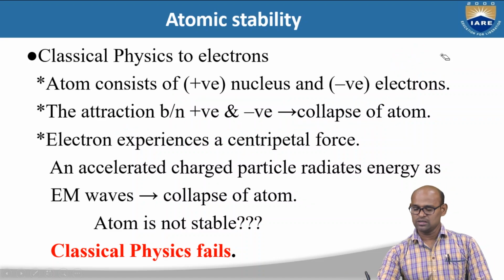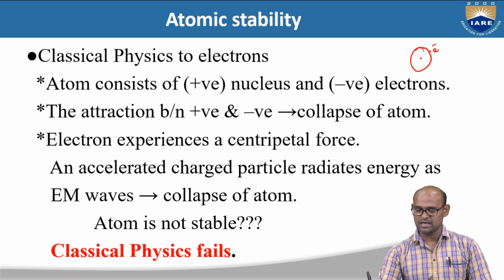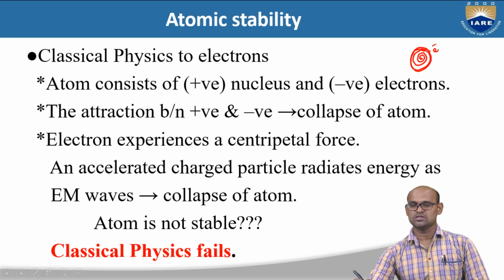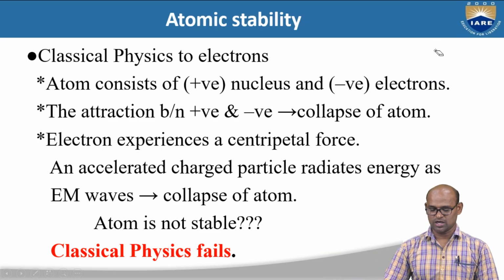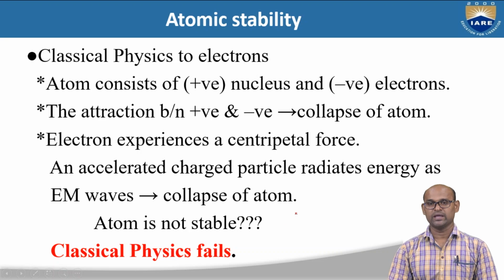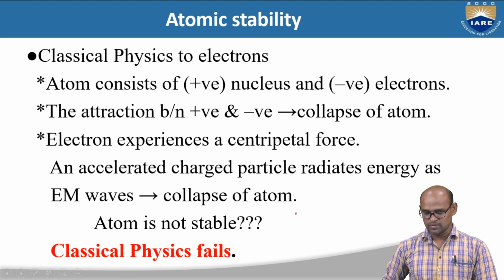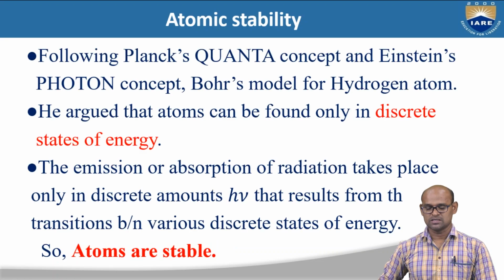So the electrons revolving in circular orbits are not going to dissipate energy continuously. If you think in classical terms, the electrons would lose energy continuously and fall into the nucleus because of the attraction between oppositely charged particles. Then we would not be able to explain why atoms are stable. They are supposed to be unstable.